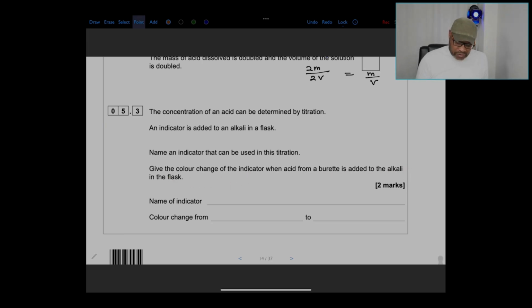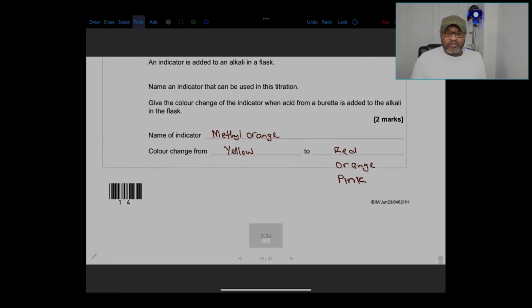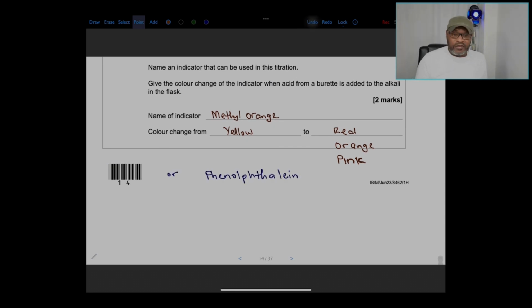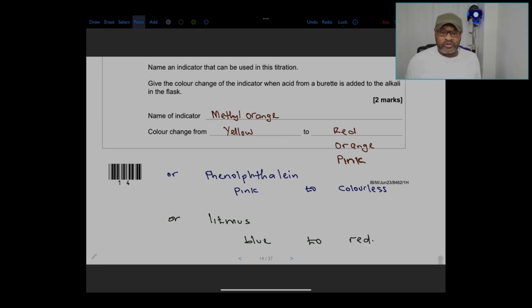Well, there are a few indicators you could use. Methyl orange is good. So you change the color from yellow to red, or it could be that you change it from yellow to orange, or you might say pink. So that's correct. There are other examples you could use. You could use phenolphthalein, and that could change from pink to colorless, or you could use litmus paper, and that will be from blue to red. So those are the examples you could use. That's 2 marks. Any one of those will do.